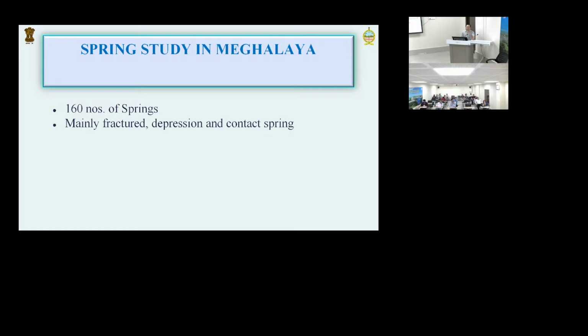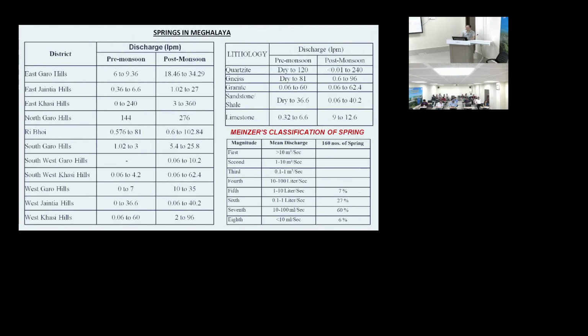CGWB has carried out some basic study of springs in Meghalaya. We have inventoried some 160 springs, which are mainly fracture, depression, and contact springs. These are the district-wise discharge variations. Most of the springs have a discharge varying from 10 to 100 milliliters per second. Only in one or two springs does the discharge range from 1 to 10 liters per second. When we compare with Meinzer's classification of springs, most of the springs fall in the 7th magnitude, about 60% of the springs we have monitored.